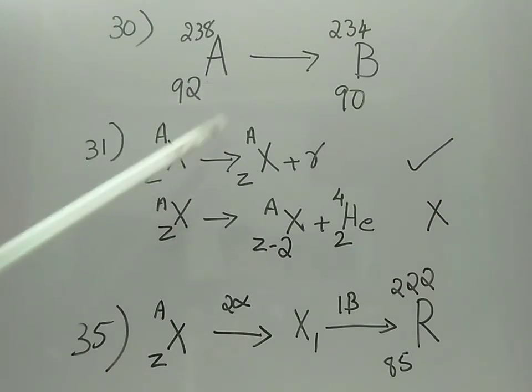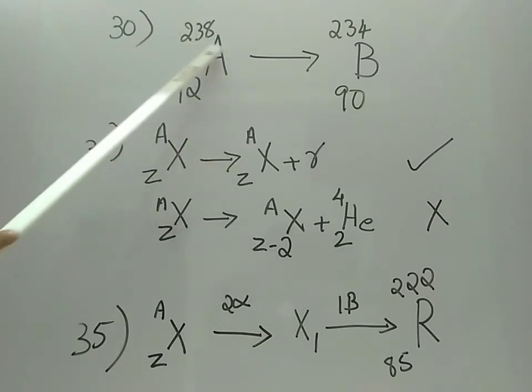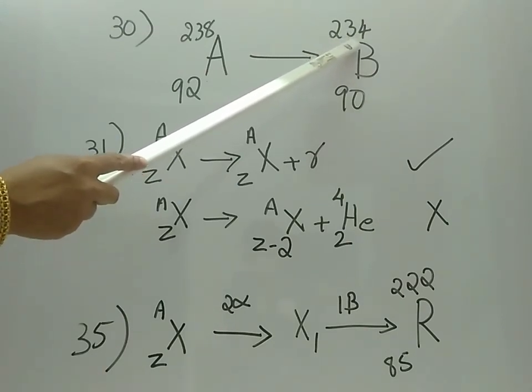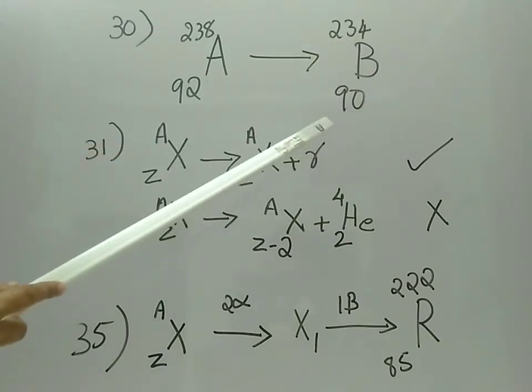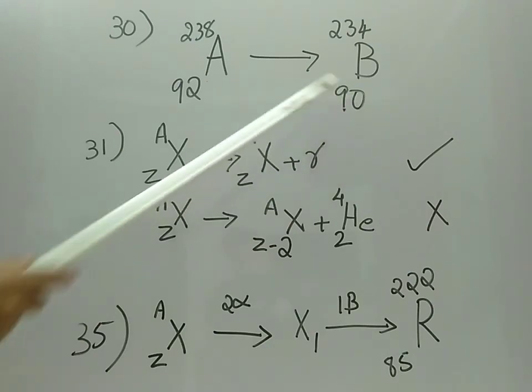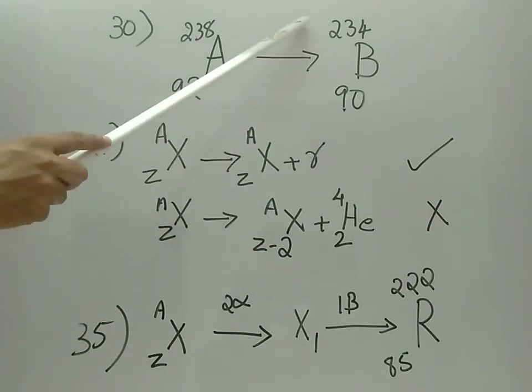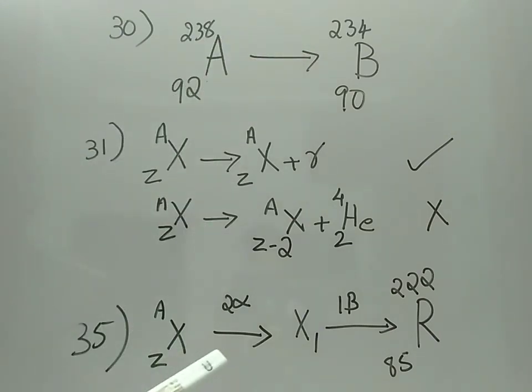How will you find which particle is emitted? Here you can see there is a difference in mass number of 4. That is, the mass number is reduced by 4 and the atomic number is reduced by 2. From that it is clear it emits an alpha particle. So you have to write here: alpha. Explain how we arrived at the answer from the question: the atomic number decreased by 2 and the mass number decreased by 4.